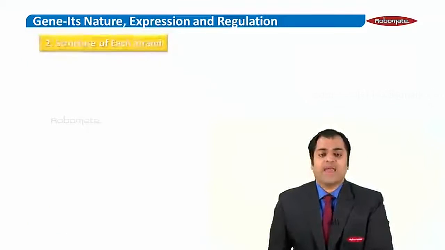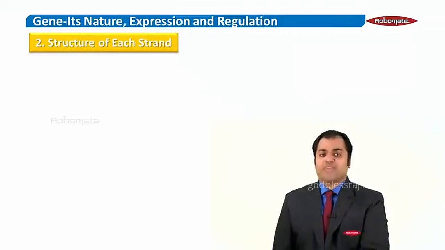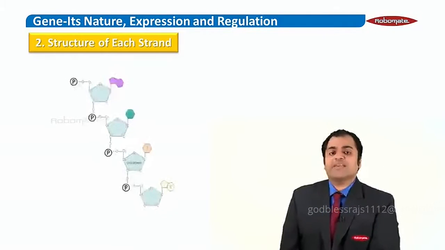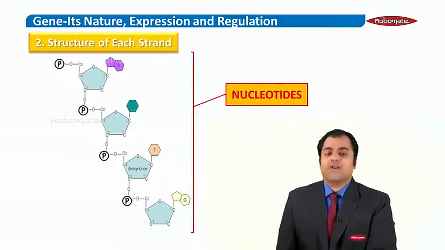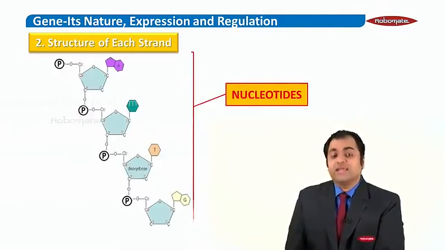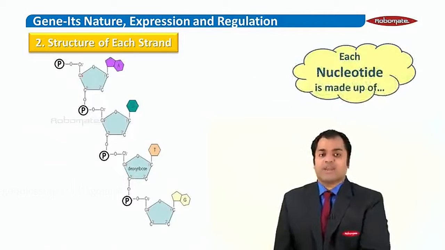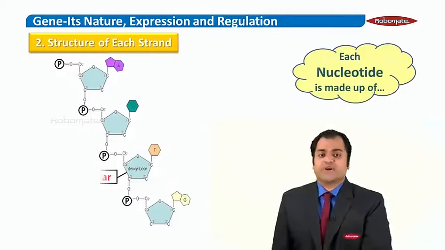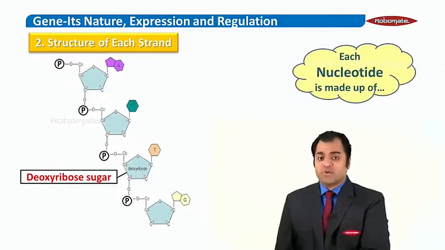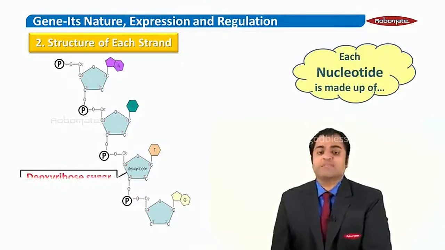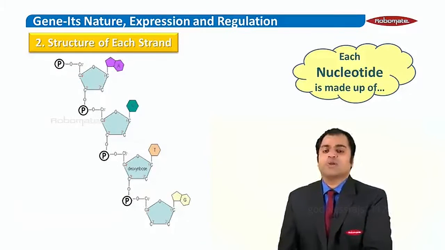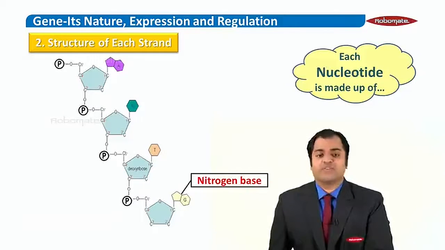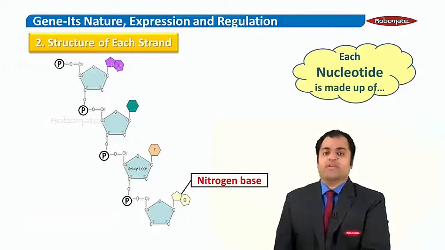Okay, now let's look at the next point, which is the structure of each strand. If you look at a single strand of DNA, this is what it looks like. It is nothing but a long chain of nucleotides. Let's recollect what a nucleotide was. Each nucleotide is made up of deoxyribose sugar, because it is DNA. It is made up of a phosphate group, provided by phosphoric acid, and it is also made up of one of the 4 nitrogen bases. You can see all 4 here, A, C, T, and the one that is labeled is G.